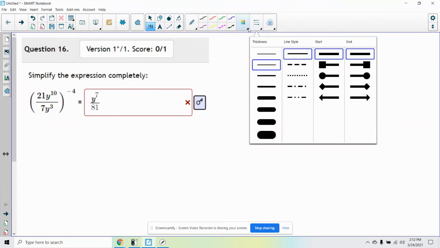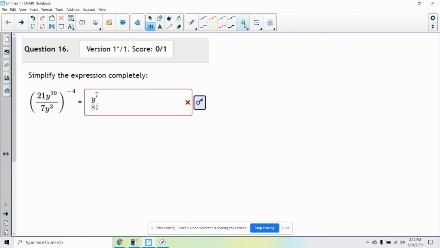All right, here's the first one. I think you were close. I think you just had to check the sign of this 7, but we'll go through it together anyway. So the first thing I'm going to do is just distribute this -4 to everything in this parentheses.